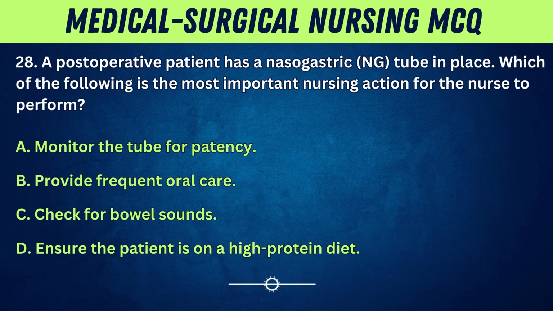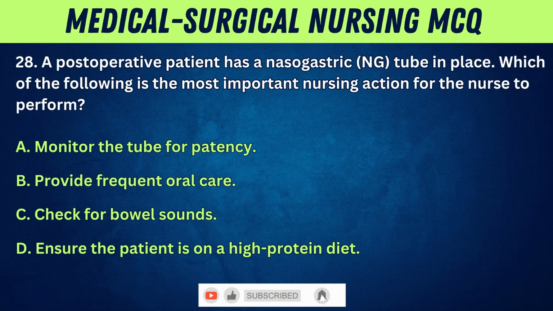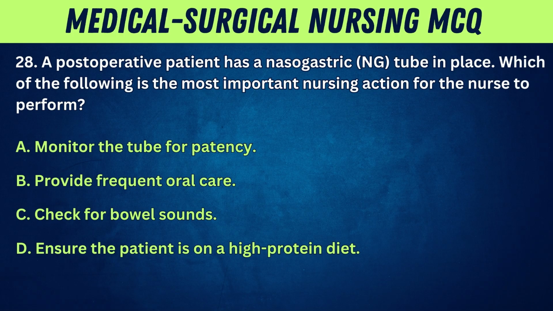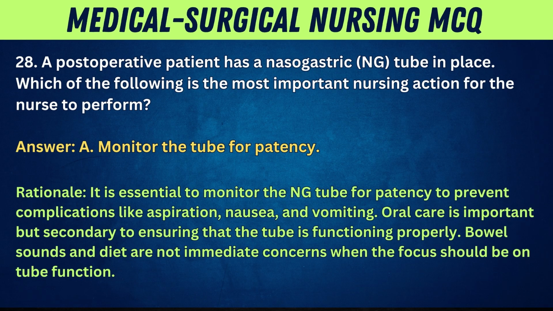28. A postoperative patient has a nasogastric (NG) tube in place. Which of the following is the most important nursing action for the nurse to perform? A. Monitor the tube for patency. B. Provide frequent oral care. C. Check for bowel sounds. D. Ensure the patient is on a high-protein diet. Answer: A. Monitor the tube for patency.